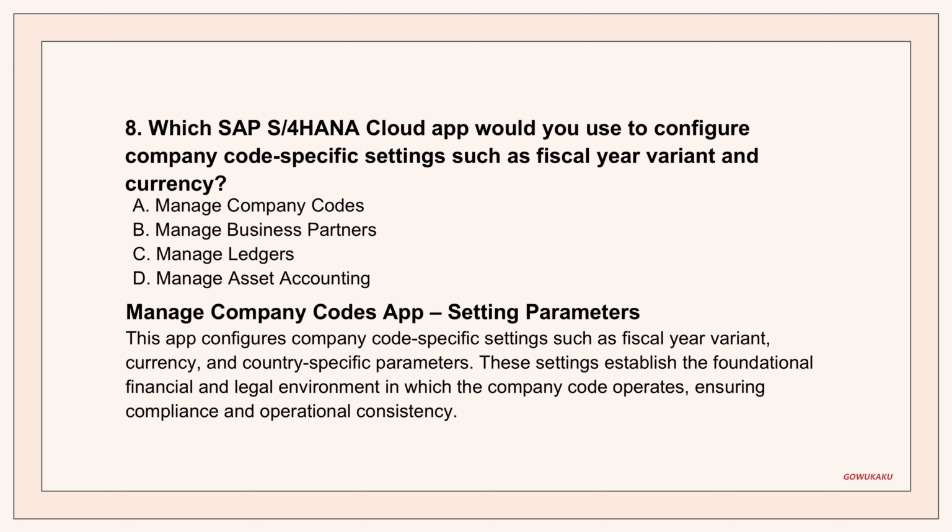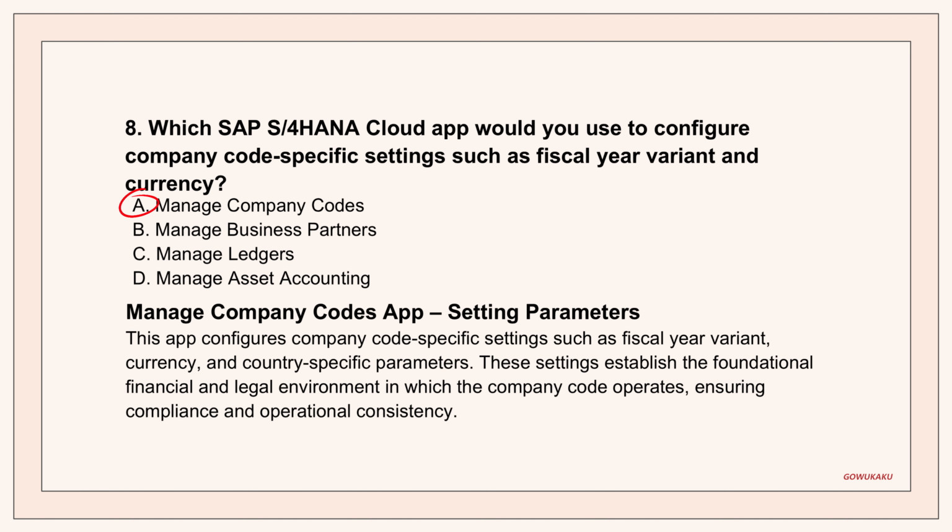Makes sense. And where do you set these core things for a company code? That happens in the Manage Company Codes app. Think of it as the central spot for defining the identity and basic operating parameters of each legal entity you set up in S4 Cloud.